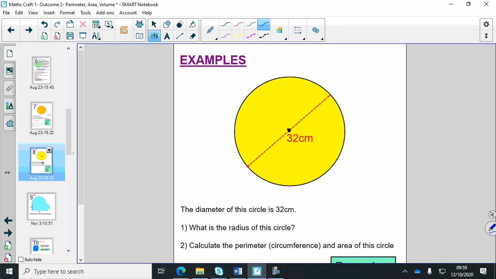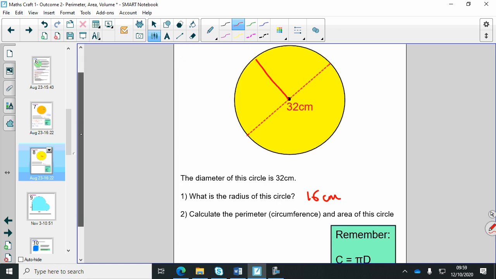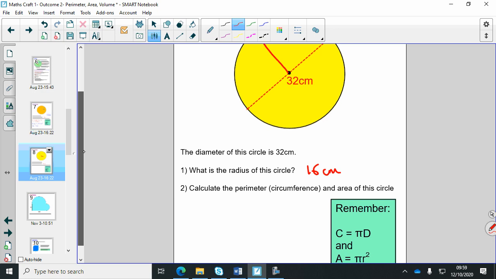Let's look at another example. The diameter of this circle is 32 centimeters. So the first question is, what is the radius? Well, the radius is half of that. So that is going to be 16. And then we're just calculating the perimeter or the circumference and the area of this circle again.